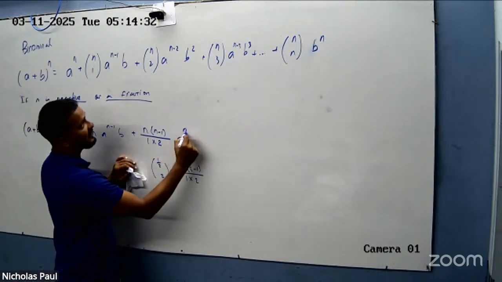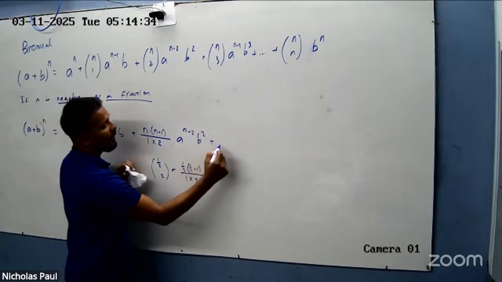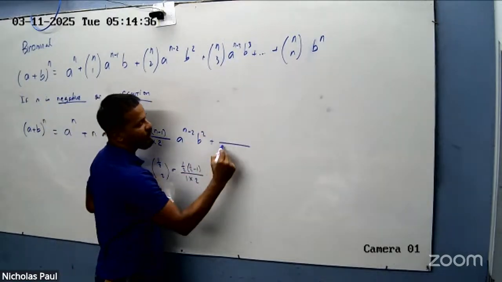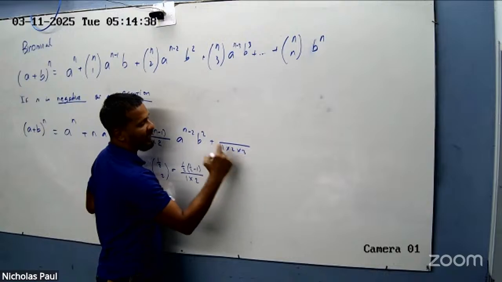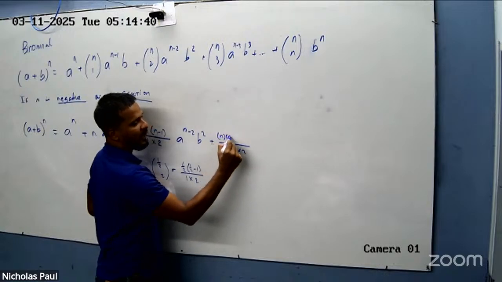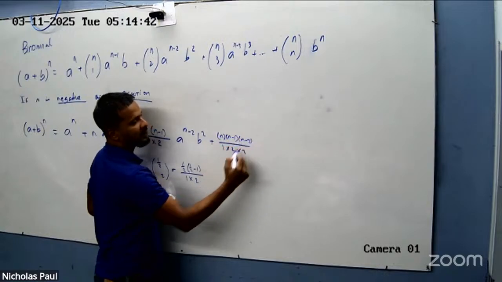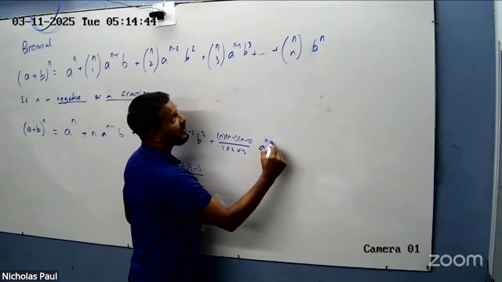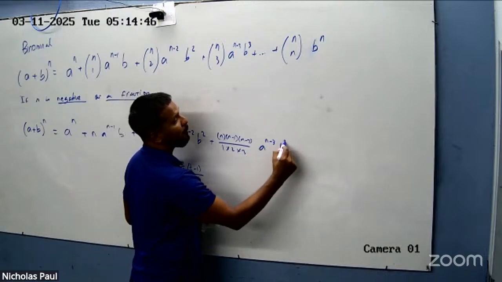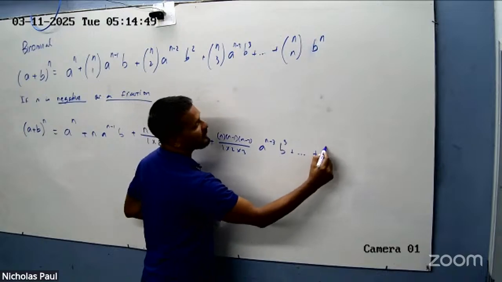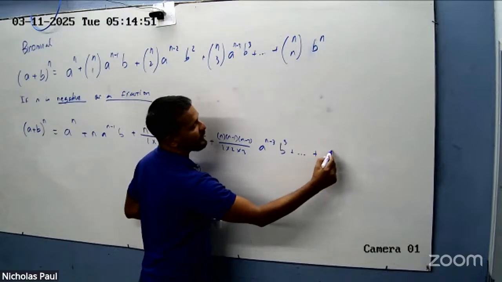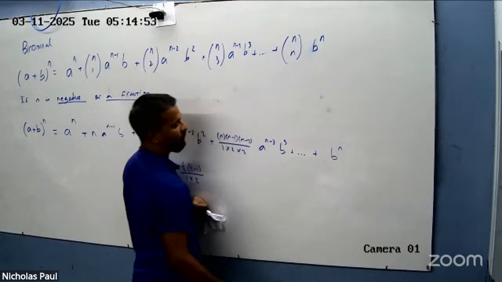And the right-hand side here is the same thing. Watch this here. NC3 will be 1 by 2 by 3. On top here will be n, n minus 1, n minus 2 by a to the n minus 3, b cubed, and then it continues until you reach b to the power n.